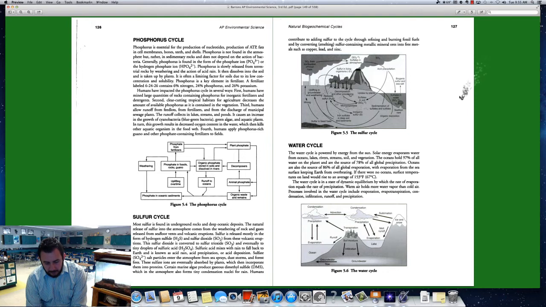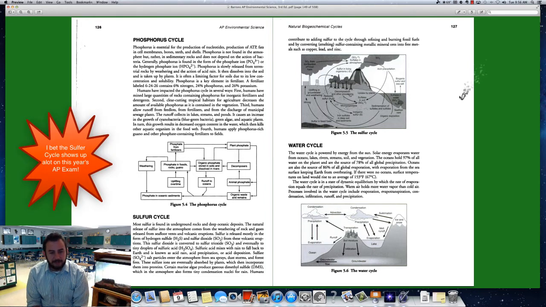The next cycle we're going to look at is a little bit more intensive. This is the sulfur cycle. This edition of the book doesn't have nearly as much as the newer edition, which leads me to believe that the sulfur cycle is probably going to be a very heavily tested question on the upcoming AP exam. So the sulfur cycle, again, the majority of it is found in underground rocks. It's commonly found in underground deposits, usually near hot springs or volcanoes. It's also found in a combined form in many minerals as well. So it's found in lots of different stuff, but mostly found in rock.